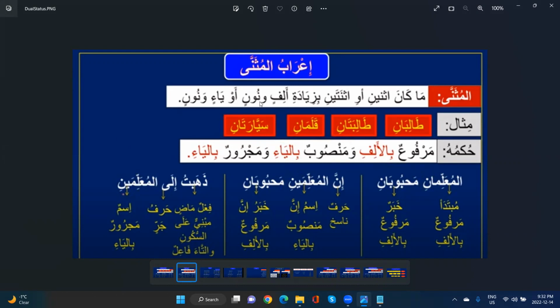So over here he says ma kana ithnayni aw ithnatayni biziyadati alfin wa noonin. Not only alif alone, noonin also, right? Because there is a noon there, right? Aw ya'in wa noonin. Because there is a ya and noon. Look at this. Ya and noon. Agree?